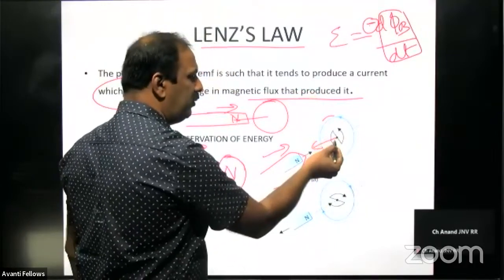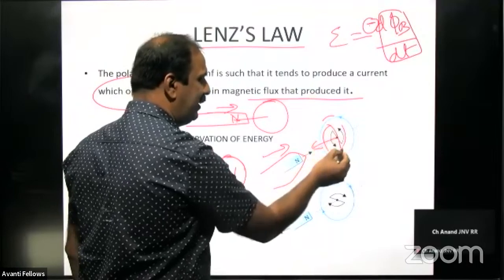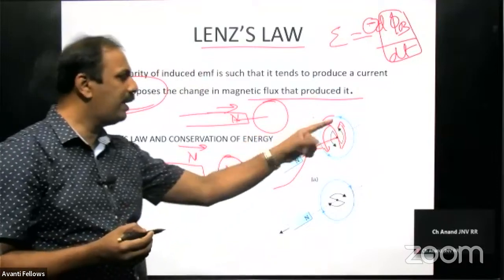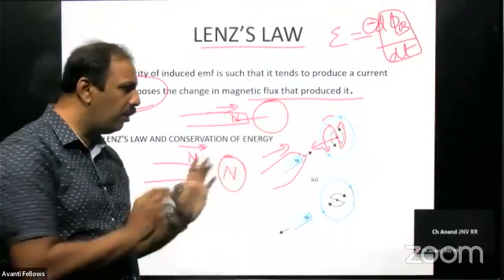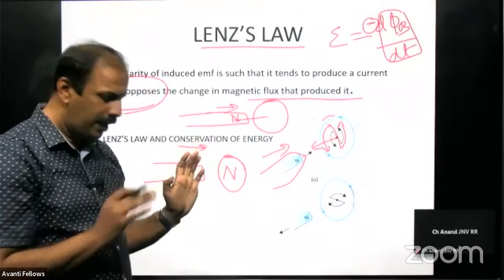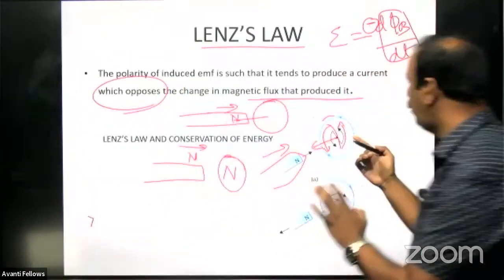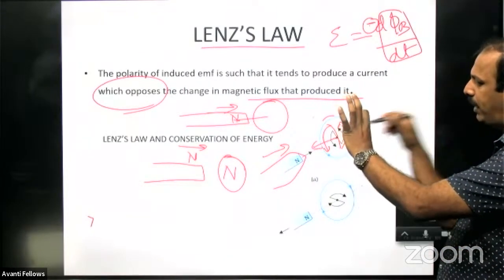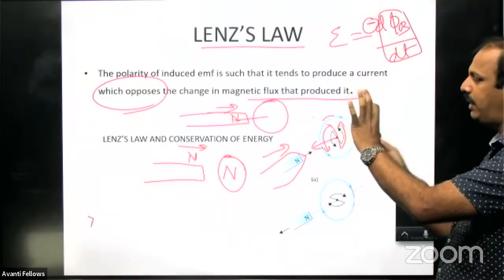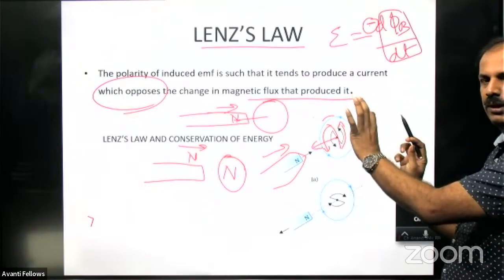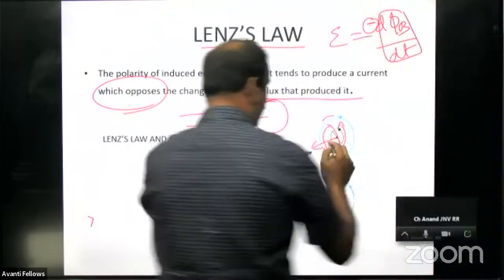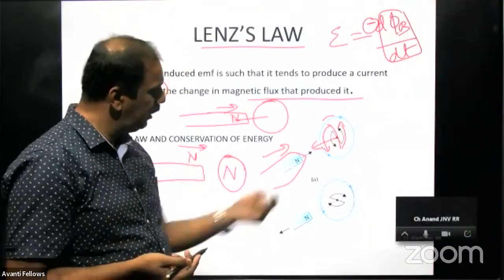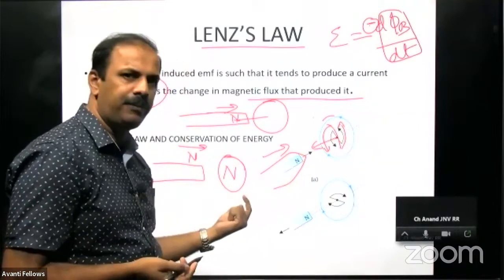To remember that one, a method also they told you: you can write N like this. So this will be north here. This loop will have a current like this, which will be north when you see from this side. And if you see from this side of this loop, this will be south, because the loop is like this. So the magnetic field is from this side to that side. Here it will be north, and this side it will be south. So from this side we are getting a north. So this one opposes.